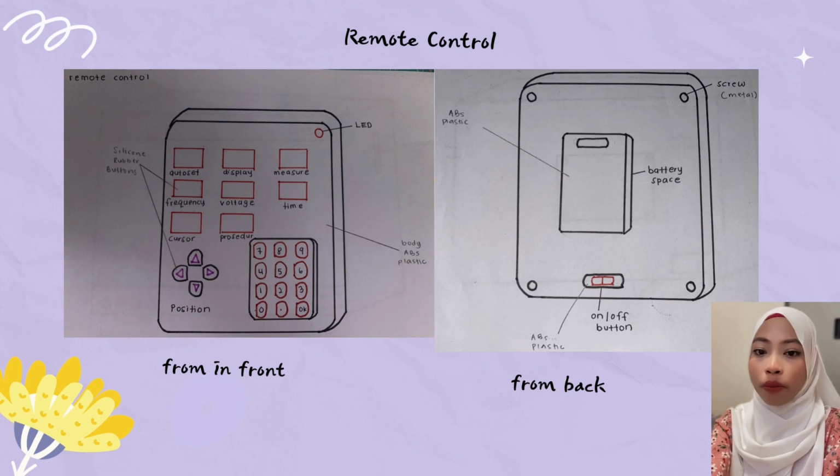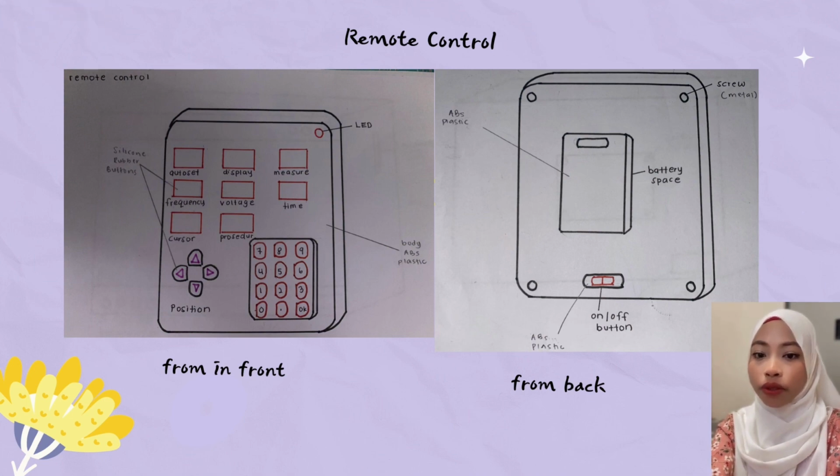Next, I want to talk about the remote. The material is ABS plastic for the buttons and body. The screw is metal. The shape is square. The price of both remote and oscilloscope is included together. The size is height 7 cm, width 1.5 cm, weight 13 gram, and leg 7 gram. If you want to buy the oscilloscope, you can get the remote.